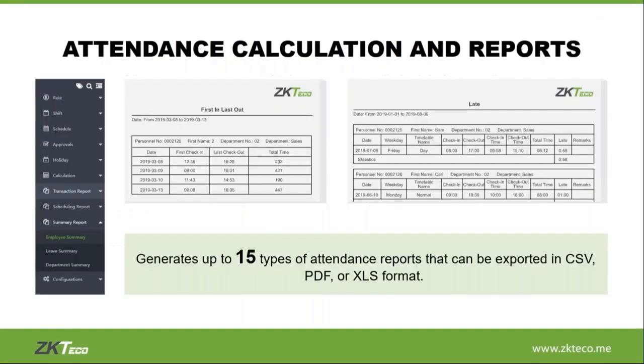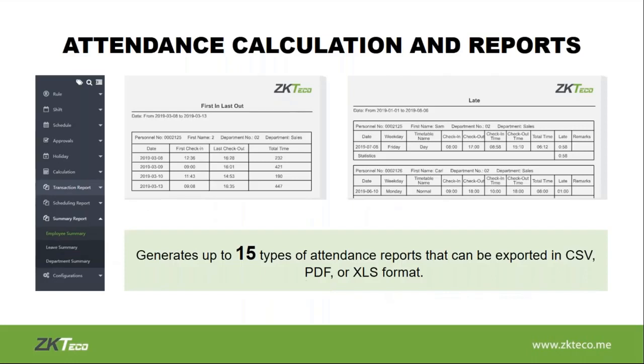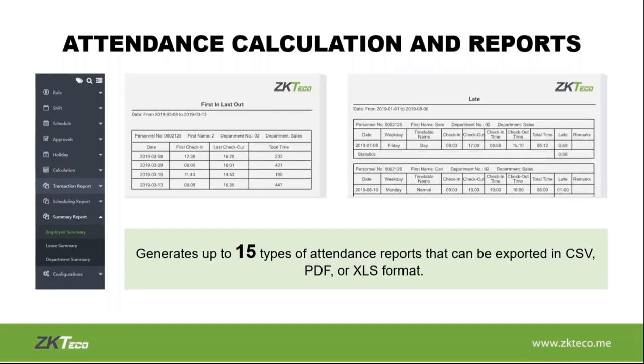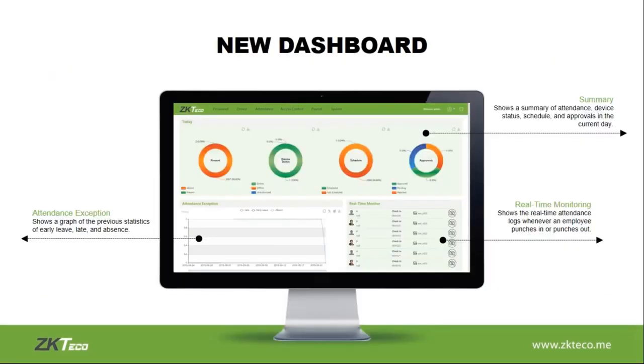And the reporting, there are 15 types of attendance reports which can be exported in CSV, PDF and Excel. All attendance reports are different, like schedule based and unscheduled, not schedule based. There are two types of summary reports also. And this is the new dashboard. The first level gives you access to the system, like how many schedules, how many devices are offline, how many are present, and the approval part. The below part is real time, and you can see attendance statistics like exception statistics.